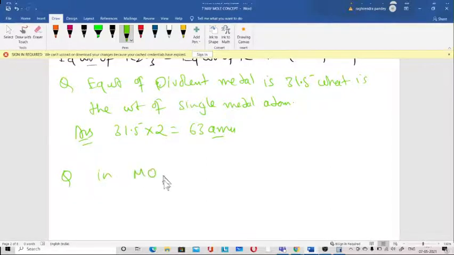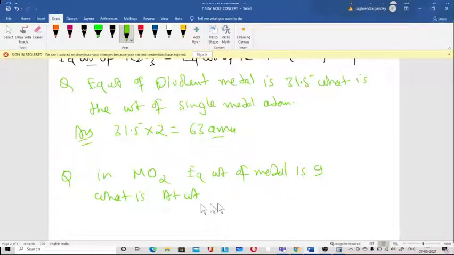In MO2, some metal oxide, the equivalent weight of the metal is 9. What is the atomic weight of the metal? In MO2, the equivalent weight of the metal is 9. What is the atomic weight of the metal?